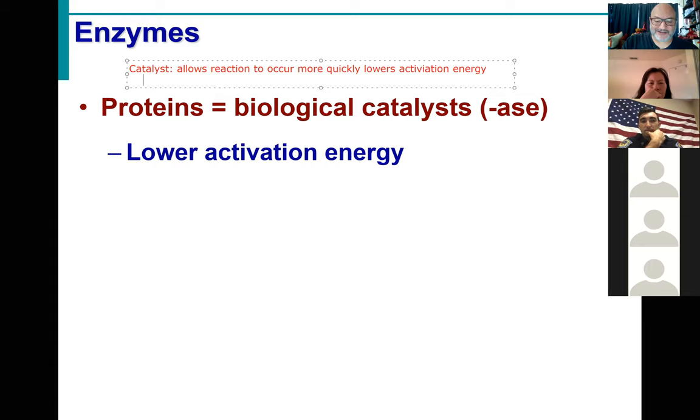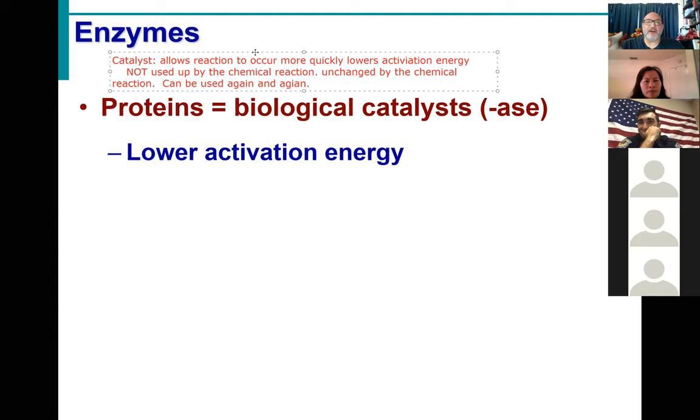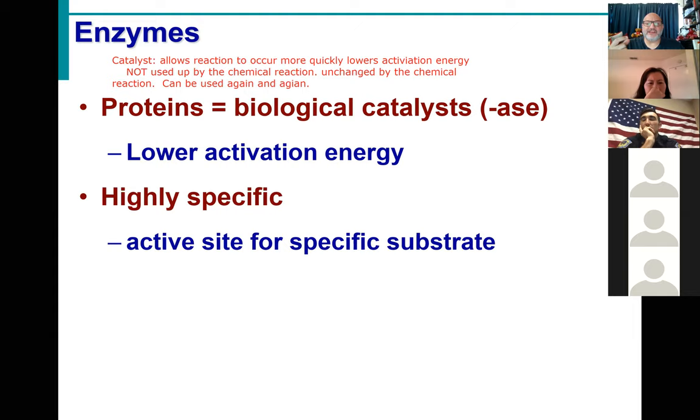A catalyst is not used up by the chemical reaction. In fact, a catalyst is unchanged by the chemical reaction. And the advantage of that is it can be used again and again. Oxygen and gasoline are accelerants. They make a fire grow bigger, but they're not catalysts because they are consumed. A catalyst lowers the activation energy, makes a chemical reaction happen faster, but it's not used up or changed by the chemical reaction. And that's the real key. It can be used again and again and again.